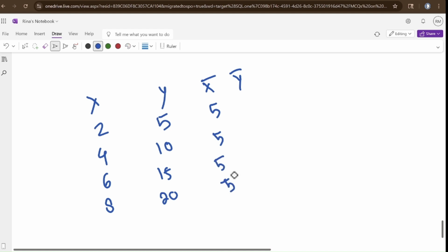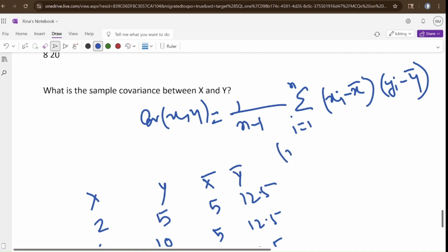Now for y: 5, 10, 15, 20 is 50, divided by 4. So it will be 12.5. Let's write 12.5. Now we have to calculate xi minus x bar and yi minus y bar.